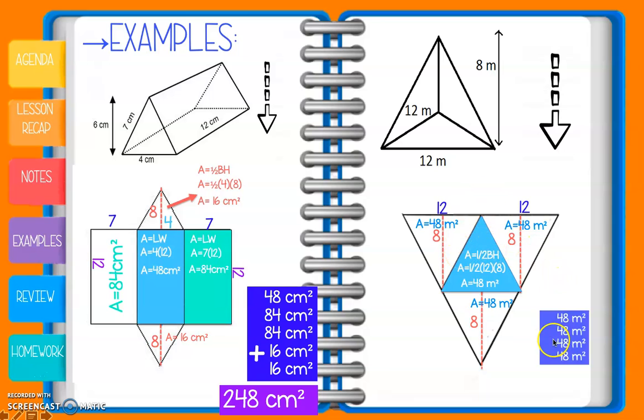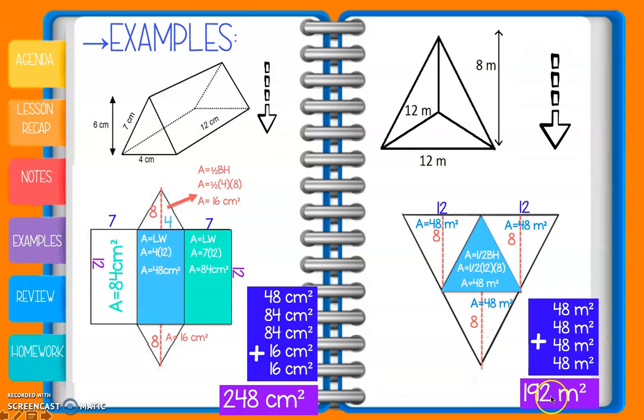Now, when I add them up, I have 48 for the base, 48 for a side, 48 for another side, 48 for another side. I'm going to add those, and I get that the total surface area is 192 meters squared.